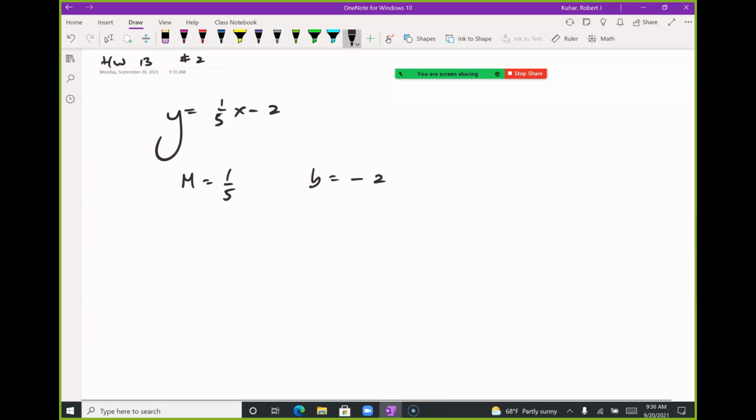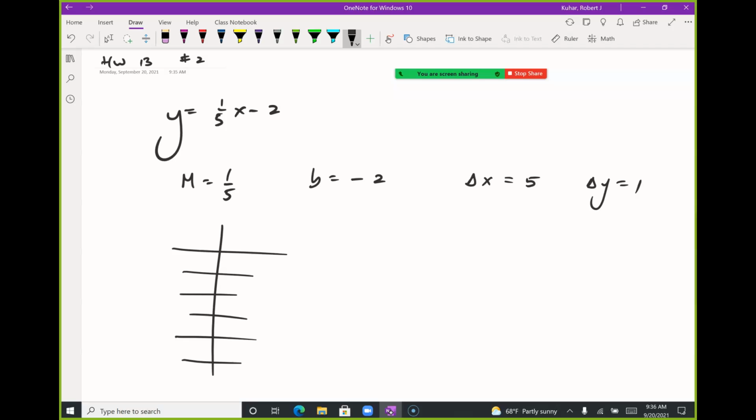Watch how I generate my table, right? The table's kind of nice here because I figure out what delta x is, right? And delta y is 1. So I want my table to be moving by 5s in the x direction, right? So 0, -2 is my intercept. And then my table 5, 10, 15, 20. I'm going to move my x's by delta x, my y's by delta y. So -1, 0, 1, 2.